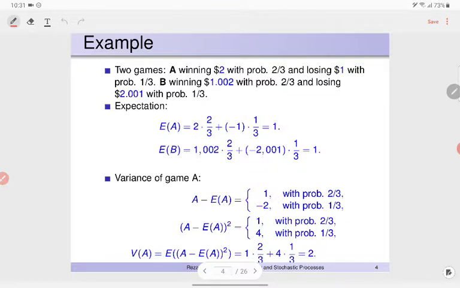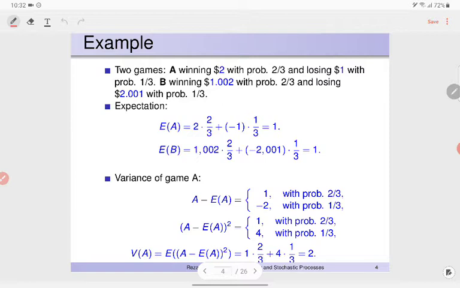Let's take an example. Assume that we have two games. A, in which if we win, we get $2 with probability 2/3, and losing $1 with probability 1/3. And B, we get $1,002 with probability 2/3 if winning, and losing $2,001 with probability 1/3. These two games are strikingly different. We see that the money involved are really different.